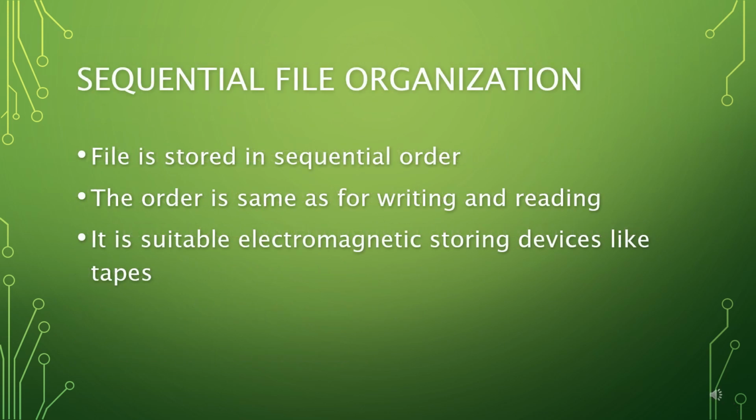What is sequential file organization? As the name suggests, it's a basic file organization. Sequential means one after the other. The records of the files are stored in physical order, one after the other as you create. The order is same for writing, deleting or reading. That is, you have no choice to change the reading order of record. This scheme is suitable for electromagnetic storing devices like tapes and so on.